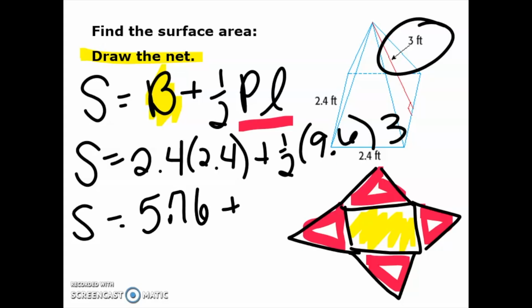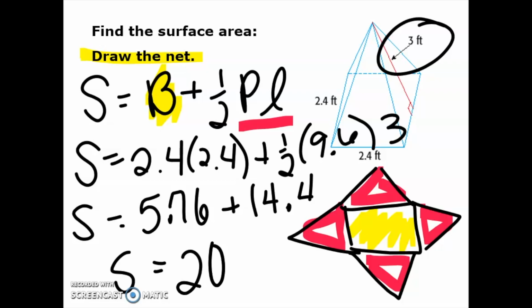5.76 plus, then I'm going to multiply the rest of my formula. 1/2 times 9.6 times 3, and I get 14.4. Finally I would want to add those two together, and I get 20.16 square feet.